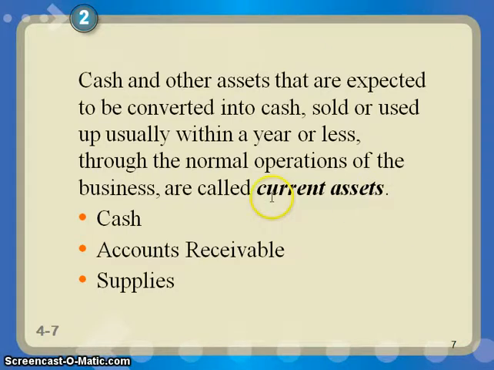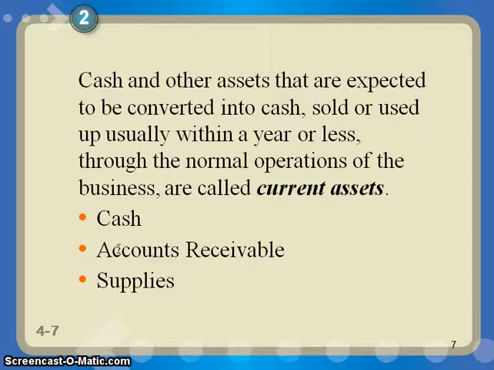Some examples of those current assets would be cash, which is a current or short-term asset. Accounts receivable, the money that's due to you. Presumably you want that money paid to you within less than a year, so that's also going to be classified as a short-term asset. Again, supplies, really anything that you're going to use up within a year. It's really about the time frame that determines whether it's listed as a short-term or current asset.